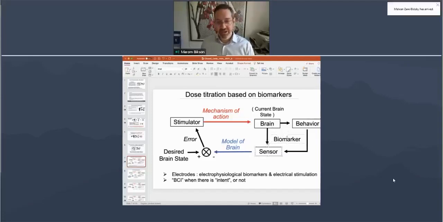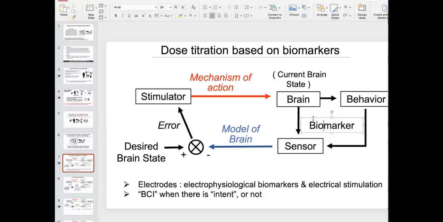So in instrumentation and engineering, we might call the biomarker the measurand, but it's not the current brain state, right? It's a secondary measure of something that we think relates to brain state that we can detect with a sensor.